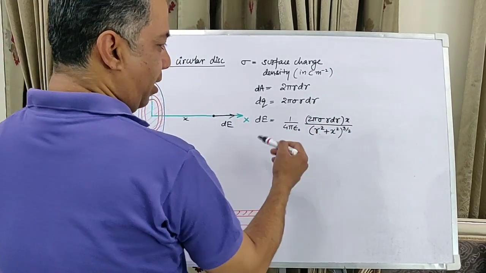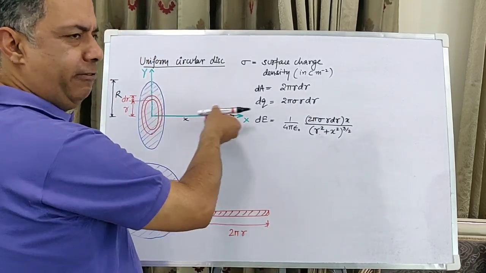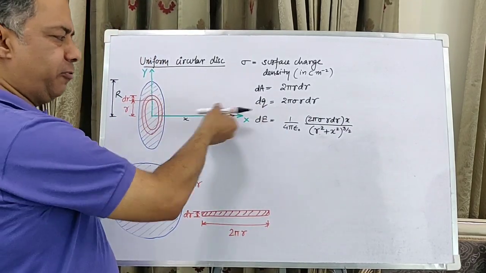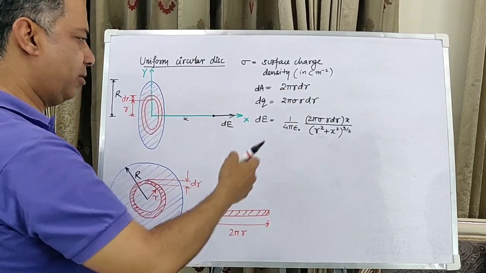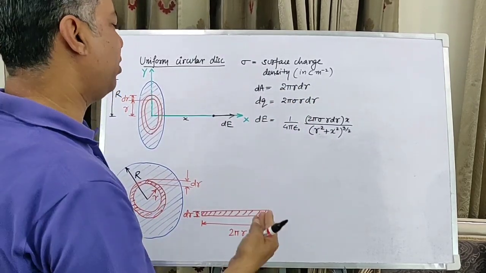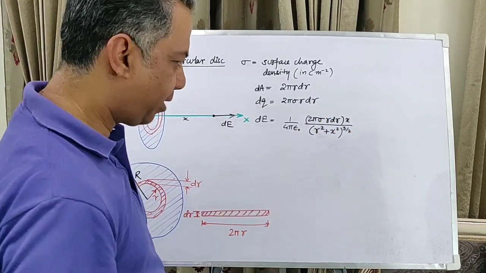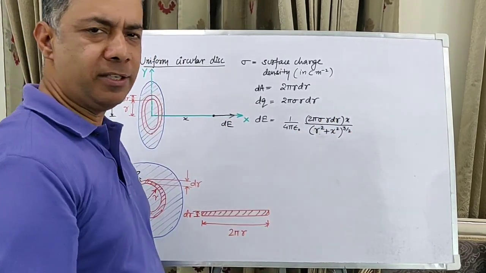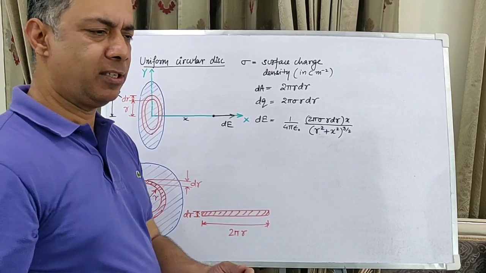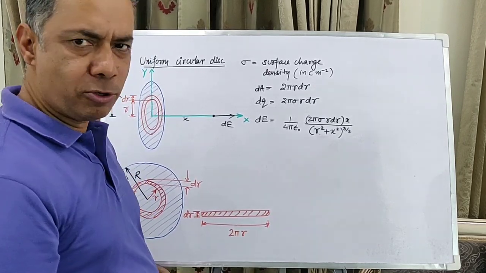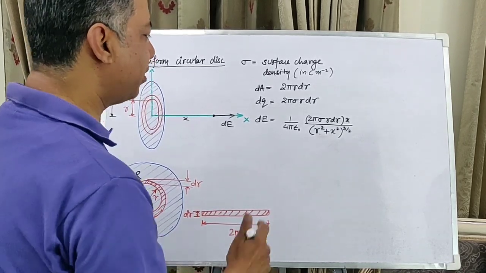Now we'll be doing a summation of all these dE fields due to all the rings. The fields of all the rings are in the same x direction, so we need to do a simple summation. No components need to be taken because all vectors are in the same direction. When all vectors are in the same direction, we can simply do a summation without bothering about taking components.